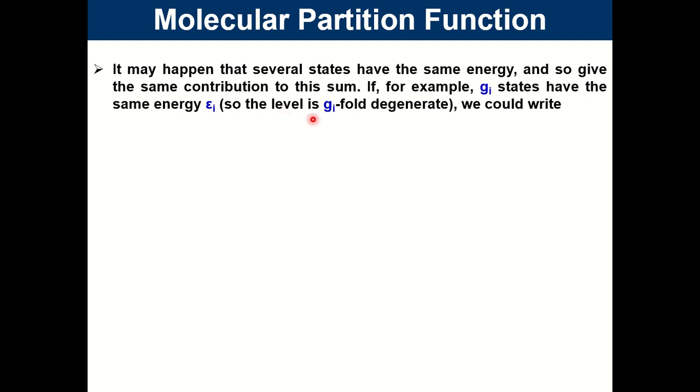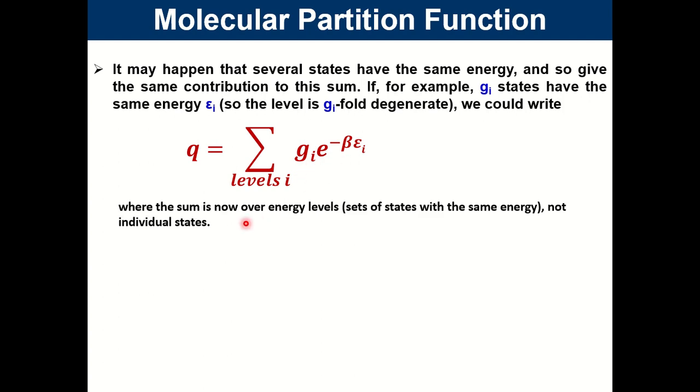Then we say that it is gi-fold degenerate, and the molecular partition function can be written with gi, the degeneracy factor, and then the exponential term as we have earlier. So the sum is now over energy levels, sets of states with the same energy.